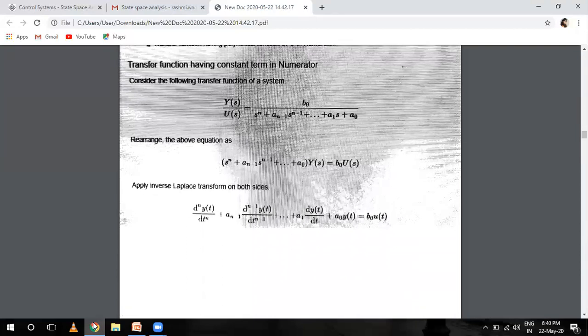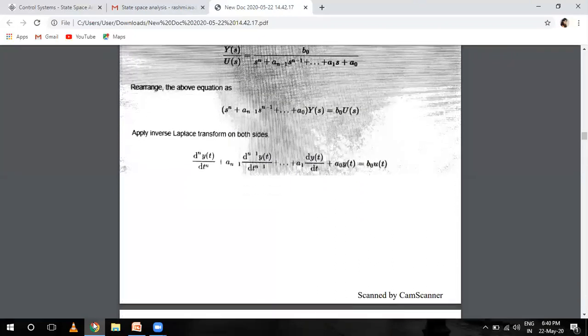Now the state space model for the transfer function, when the transfer function has a constant term in the numerator. We are considering a simple transfer function system, then Y(s)/U(s) is equal to b naught upon s^n plus a_(n-1) s^(n-1) plus up to a1 s plus a naught. So rearrange, when cross multiplied, Y(s) gets multiplied with the s terms and b naught gets multiplied with U(s), then apply inverse Laplace on both sides.